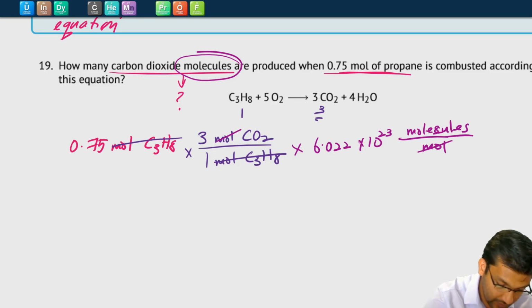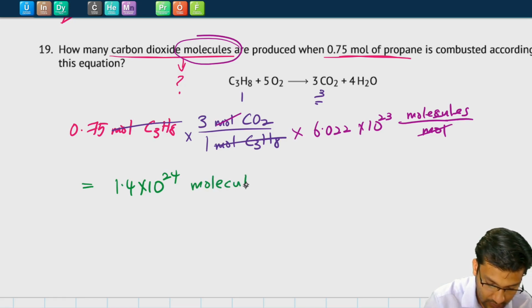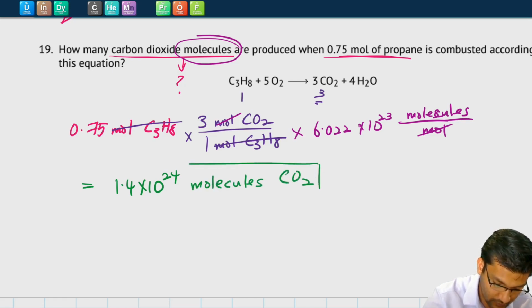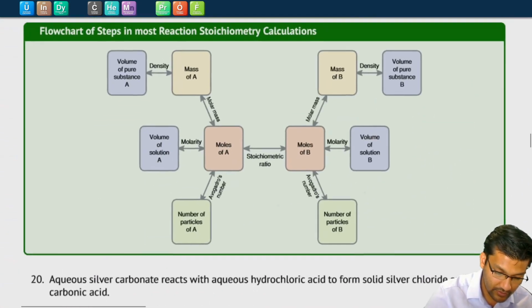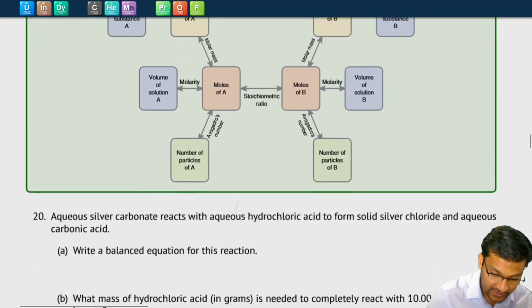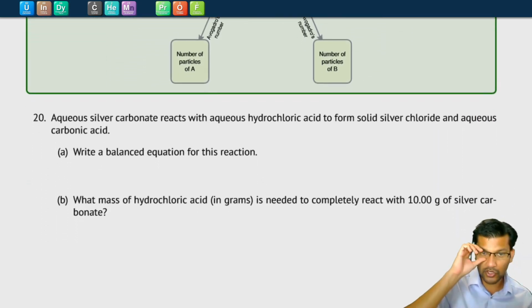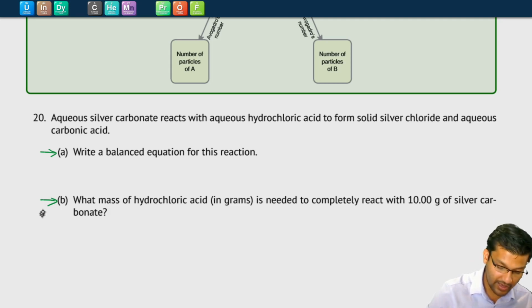And what we end up with, if we plug all of these numbers into our calculator, I think we end up with 1.4 times 10 to the 24 molecules of CO2. Like I mentioned, as long as you can figure out the number of moles of any of the components, you can use mole ratios to figure out other components. So let's see if you can try number 20 on your own. Pause the video, balance the equation, and then solve part B as well. Unpause the video, and I'll go over it with you.